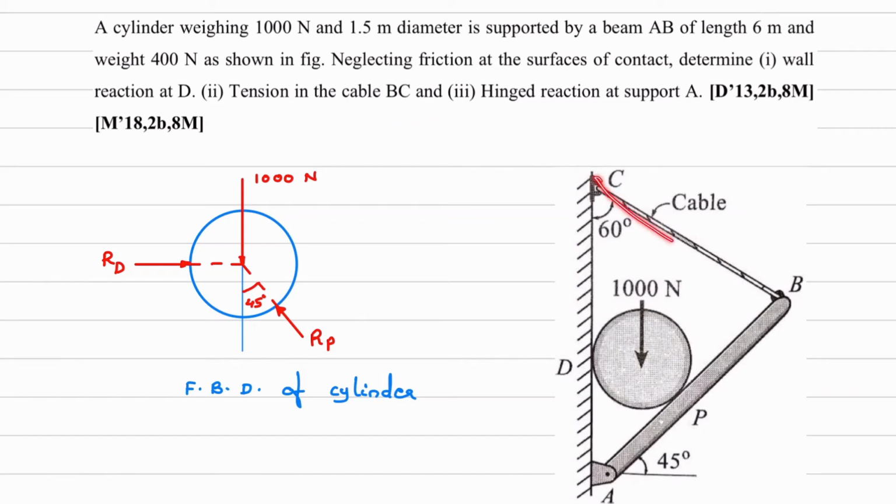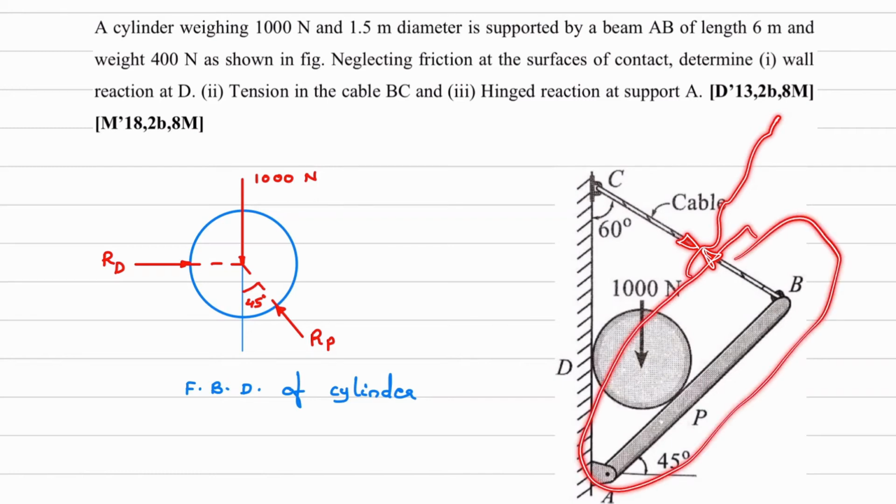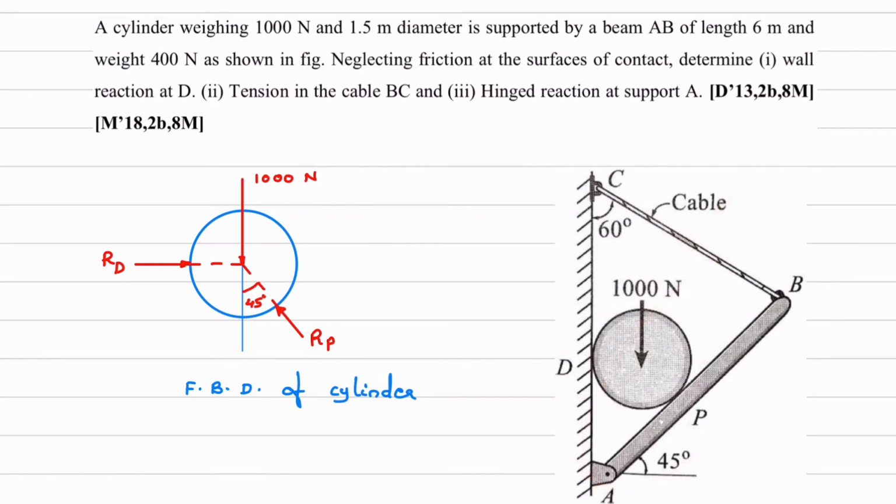Okay, so here you can see cable BC is there, and already we have seen how to draw FBD of this tension. Okay, how to draw this? We have seen the cable part. For cable, the tension is in the direction of the cable and away from the body. So this will be the way in which we have to show the tension. Alternatively, what you can do, you can show it like this, two arrows cut over here. Okay, so this part will be the FBD of the rod. Okay, so this is about tension in the cable BC.